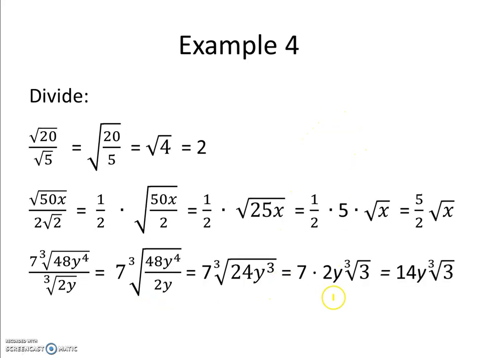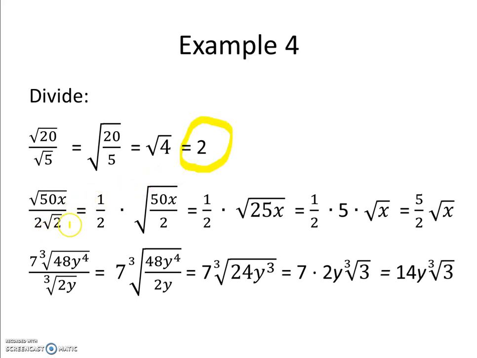In example 4, we're asked to divide. We have the square root of 20 divided by the square root of 5. We can rewrite that all under one square root, and it's 20 divided by 5, which is simply the square root of 4, which we know is 2.